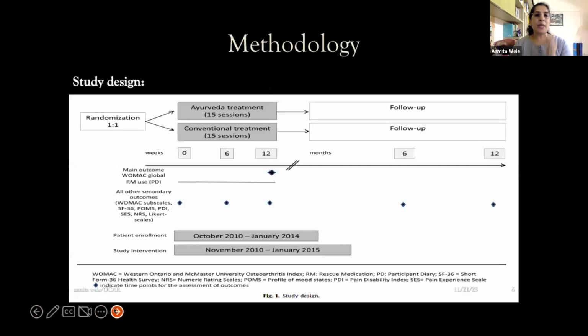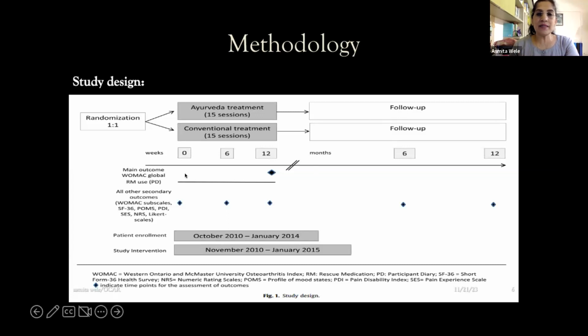This is one of the best examples of study design. They did randomization. Allocation is 1:1. So one patient for Ayurveda, one patient for conventional treatment. Ayurveda treatment 15 sessions, conventional treatment 15 sessions. Both the treatments started at week 0. Intermediate evaluation was done at week 6 and week 12. And then the follow-up was done for 1 year. One follow-up was at 6 months, and the next follow-up was at 12 months.